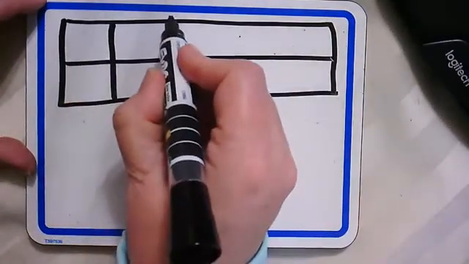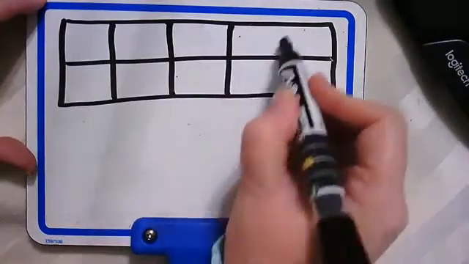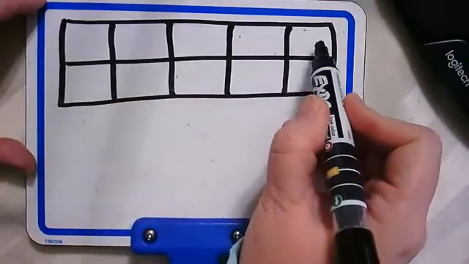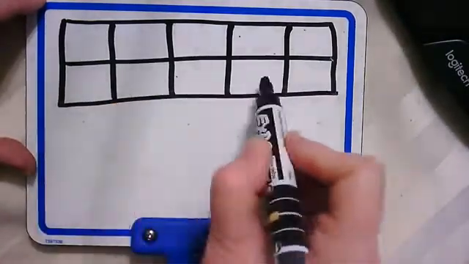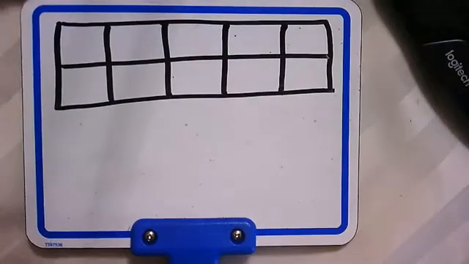1, 2, 3, 4 lines gives me 1, 2, 3, 4, 5, 6, 7, 8, 9, 10. Now I'm going to go ahead and count. And I'm going to start with 1. I have 1.